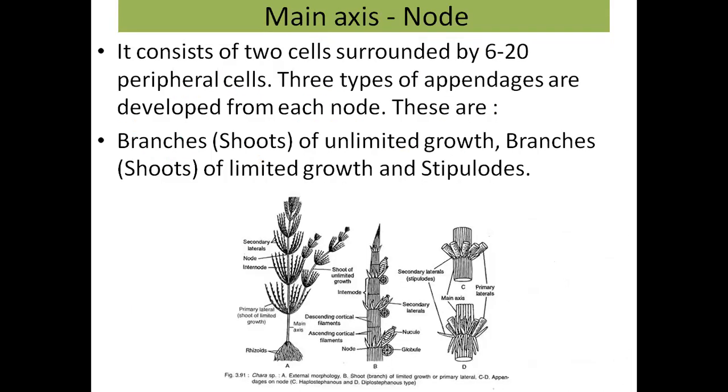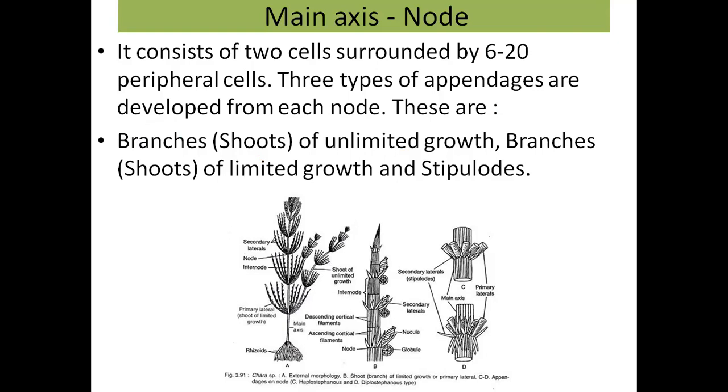Now we will study in detail about the nodal region. The nodal region consists of two cells surrounded by 6 to 20 peripheral cells. And three types of appendages develop from each node. From each node, there are three types of appendages. That is, shoots of limited growth or primary laterals, then secondary laterals or stipuloids, and then shoots of unlimited growth.